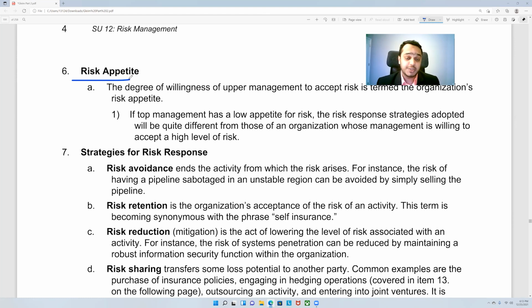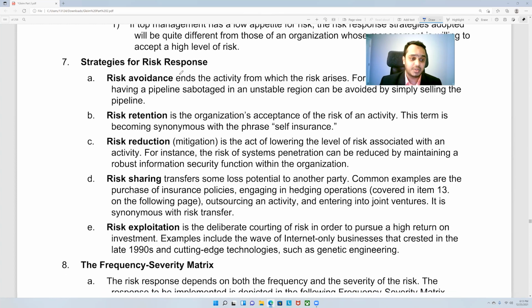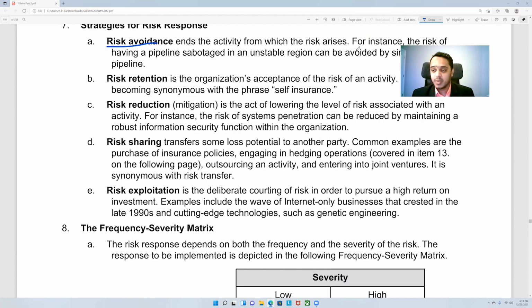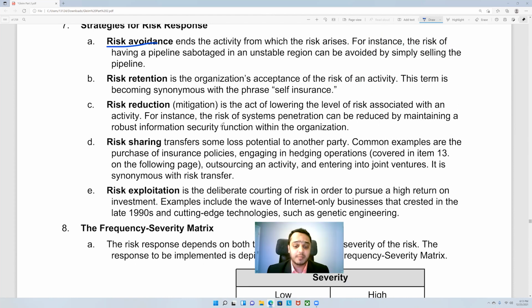It depends on the organization. Okay, that's strategies for risk responses. Now, what can be the responses towards the risk which we were talking about in the fourth step? If you see here, risk avoidance. Now, avoidance of risk, if you see here, let me just put this somewhere here.